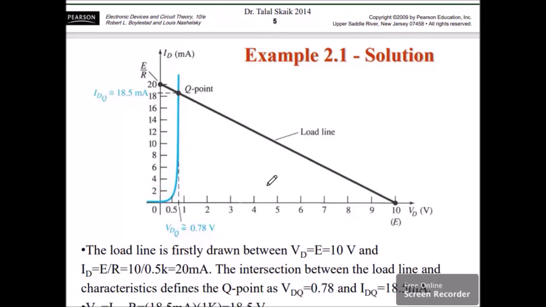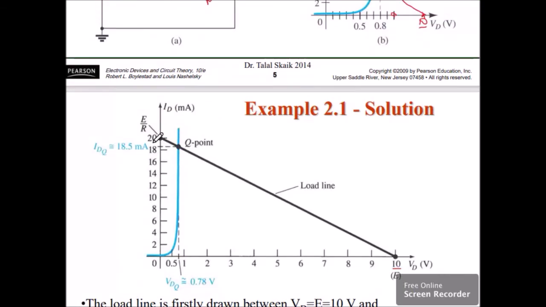So assuming we redraw it again, this is still based on the above examples. This is our characteristic. This is our E. When VD is equal to 0, we have 10 volts, and when VD is equal to 0, we have here 20 milliampere as our ID, and it somehow intersects our diode characteristic at this point.